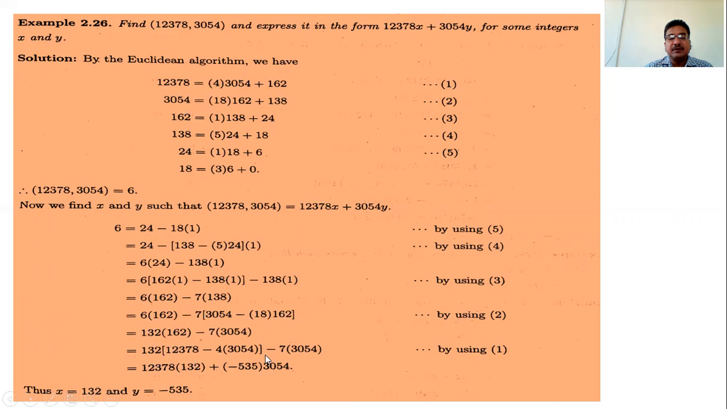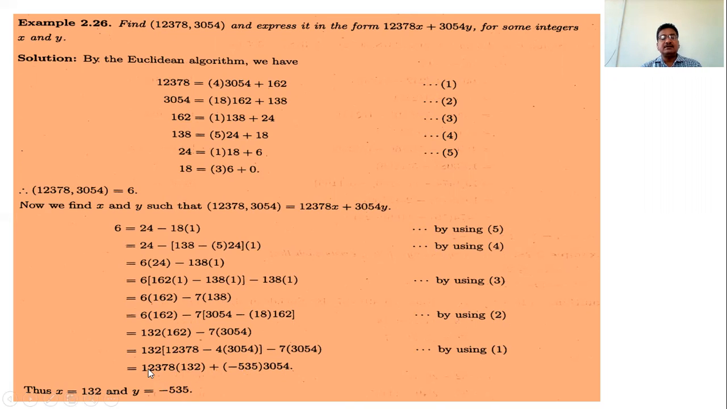multiply by this 132 in brackets, and then this 132 into 4, and this 7 into 3054, this becomes 12378 into 132, minus 3054 into 535. Therefore here x, that is the coefficient of 12378, is 132, and y is minus 535.